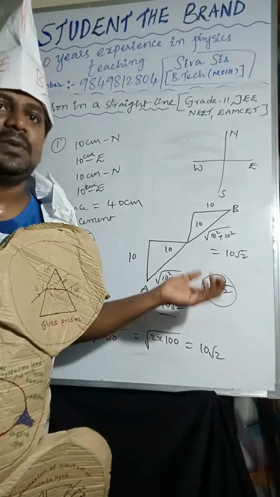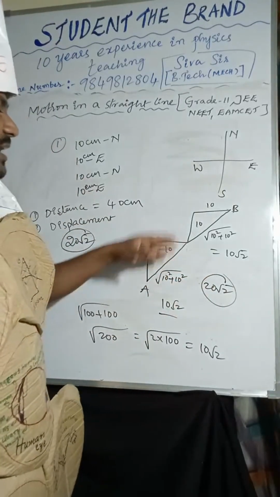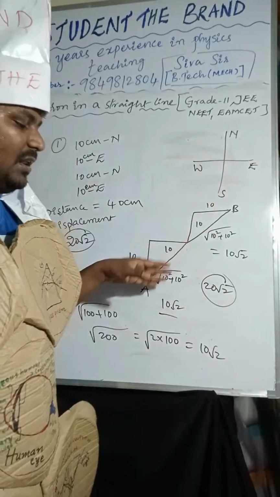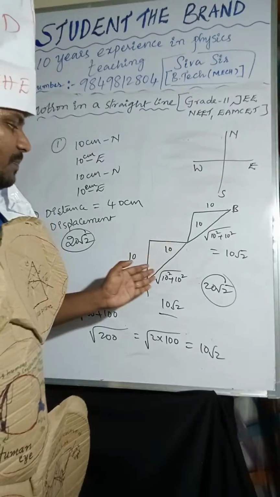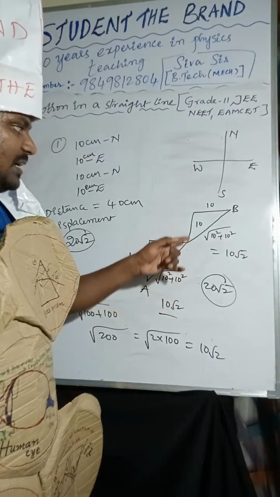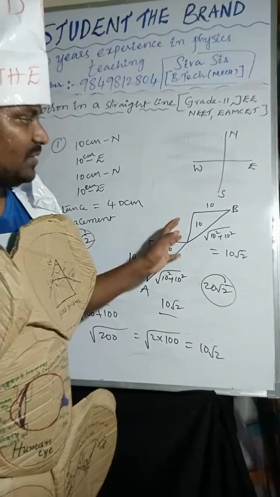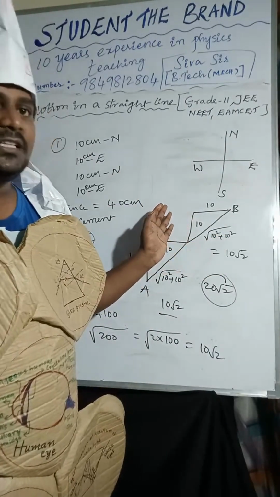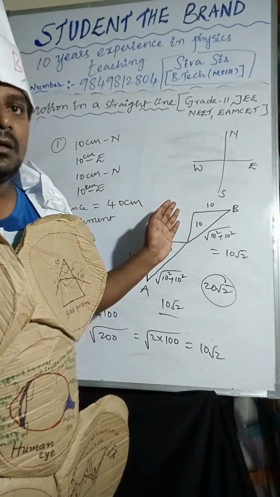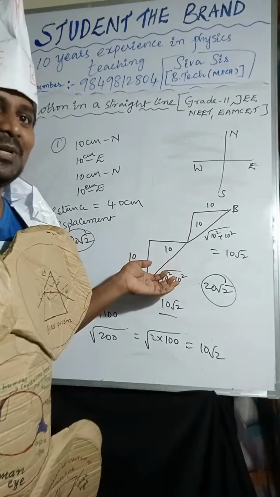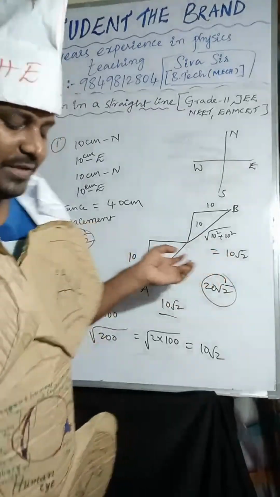Coming to the displacement, you have to take a right angle triangle. So this is 10 square plus 10 square. The hypotenuse is root over side square plus side square, root over 10 square plus 10 square we are considering. What is this one? Displacement only, right? 10 root 2 plus 10 root 2, so total 20 root 2. I hope it is very clear to you all.